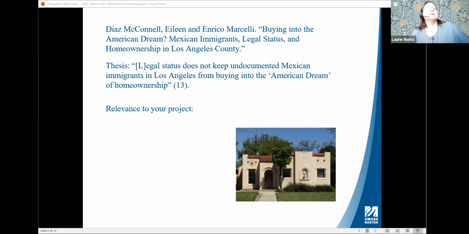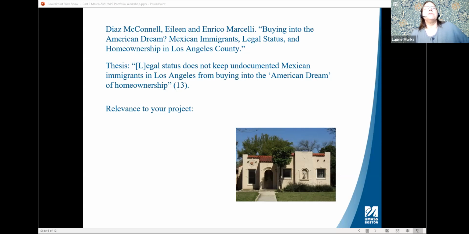So how is this essay relevant to your project? First, remember that the purpose of this essay, the one by Diaz-McConnell and Marcelli, and your purpose in your essay are different from each other. You need to address a question about how income inequality and racial and ethnic identity might be a barrier to home ownership.